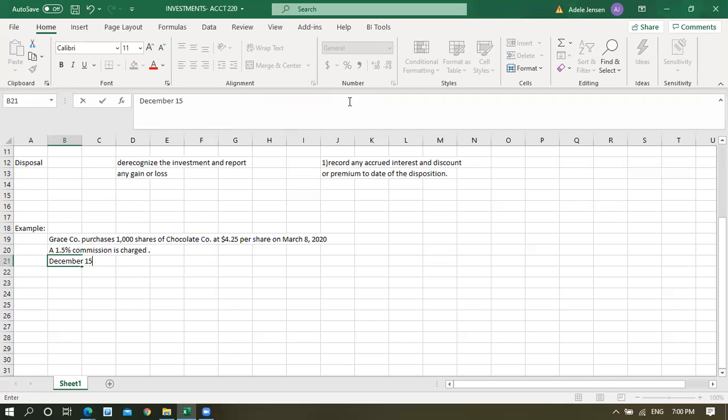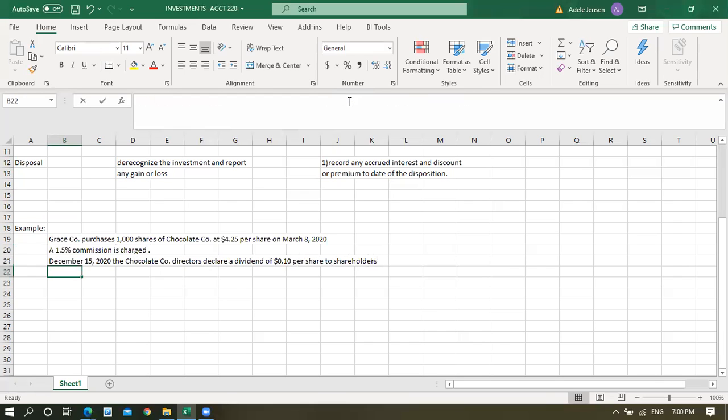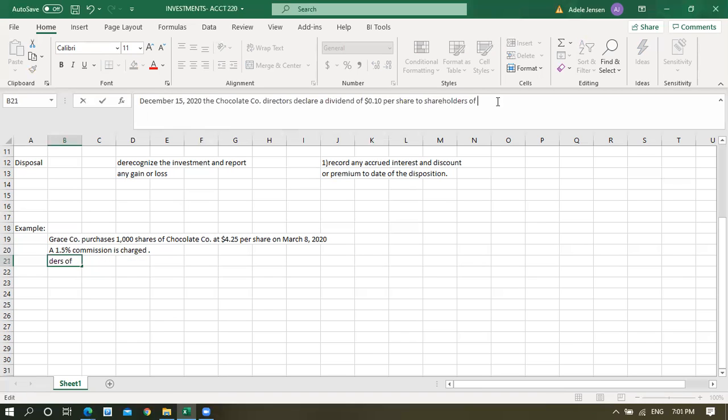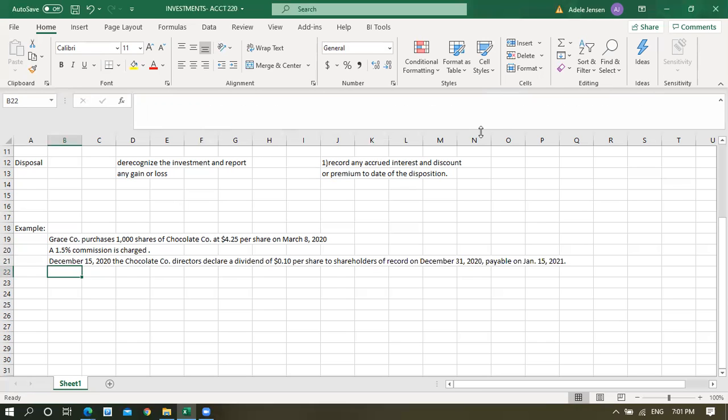And on December 15th, 2020, the Chocolate Co. directors declare a dividend of 10 cents per share to shareholders of record on December 31st, 2020, and payable on January 15th, 2021. Okay.